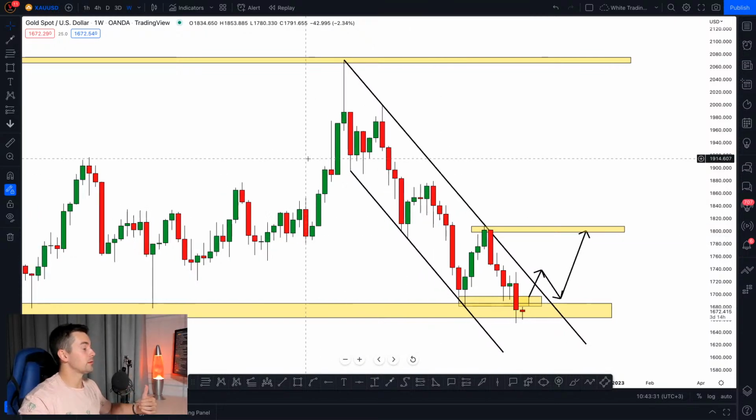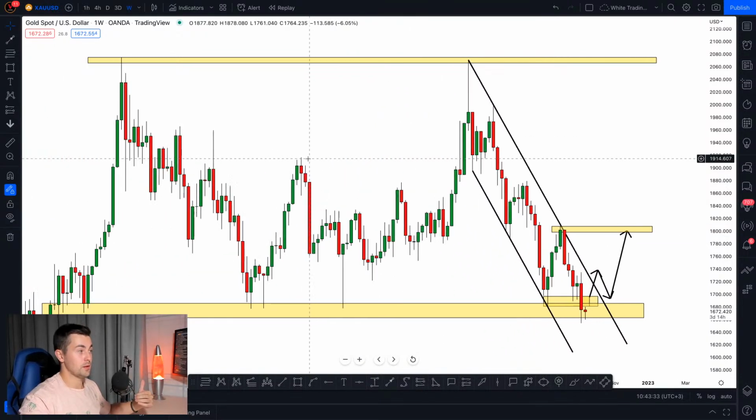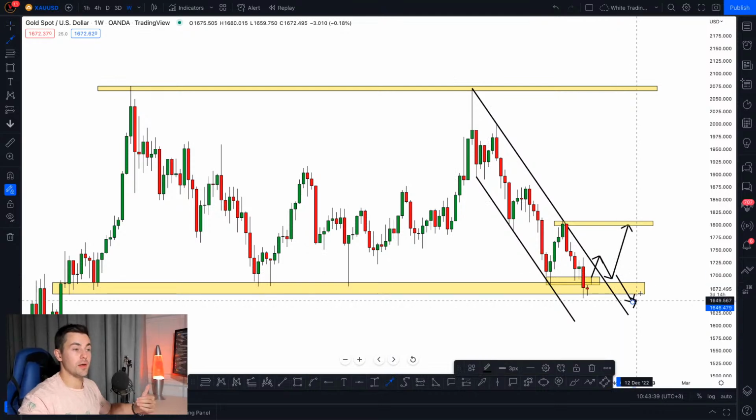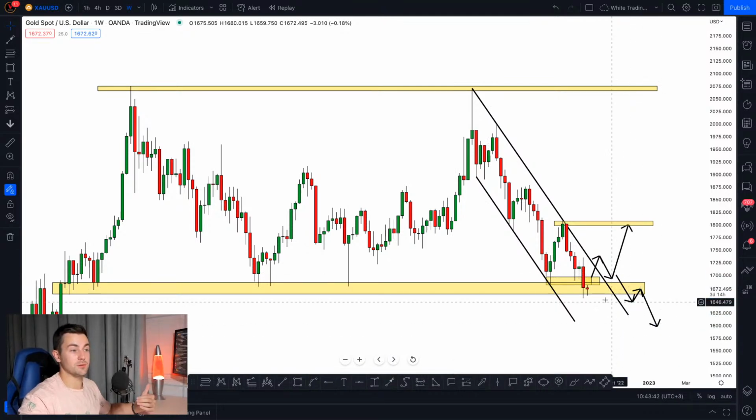Then, if you are bearish, if you believe that gold will drop, I would suggest waiting for a bearish breakout of that support. If we close below that on the weekly, if we see the breakout of that weekly structure to the downside, that will be a very clear bearish signal. And then the market will most likely drop. That is what we should look for on gold right now.